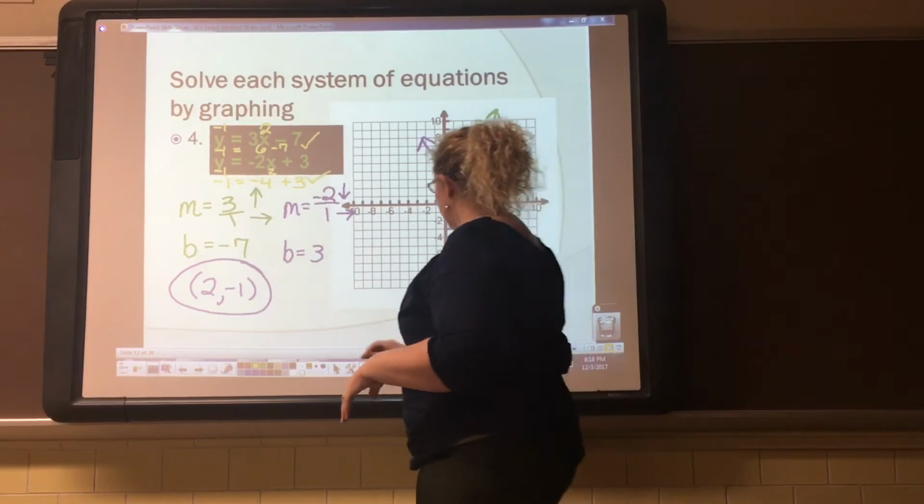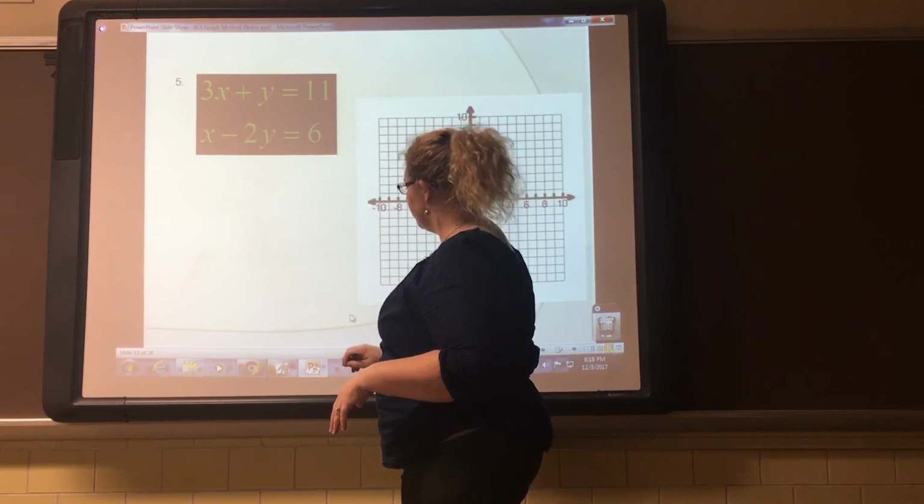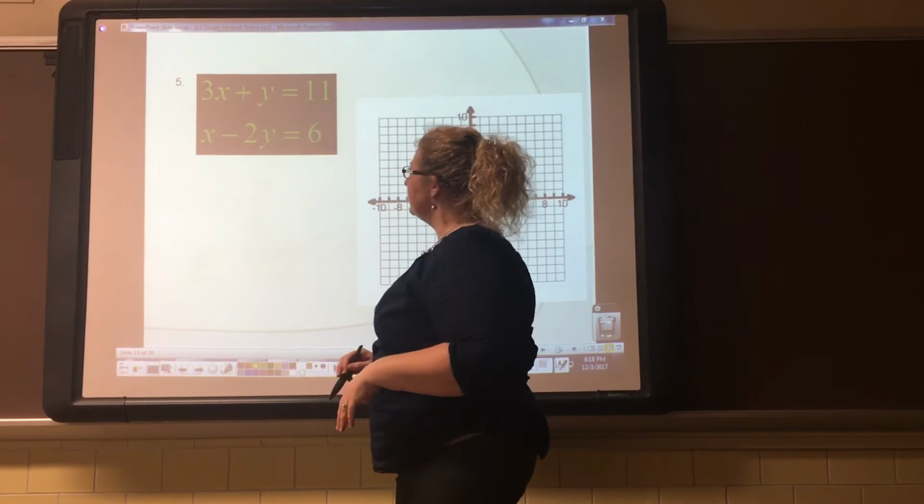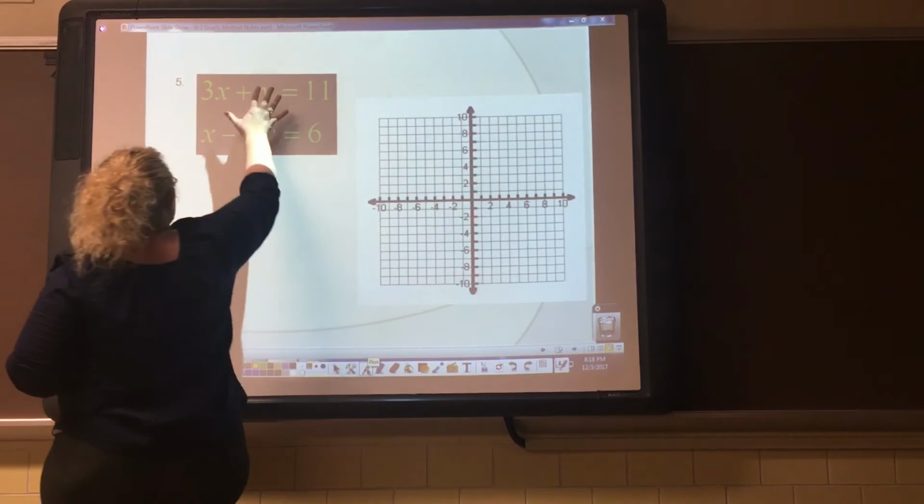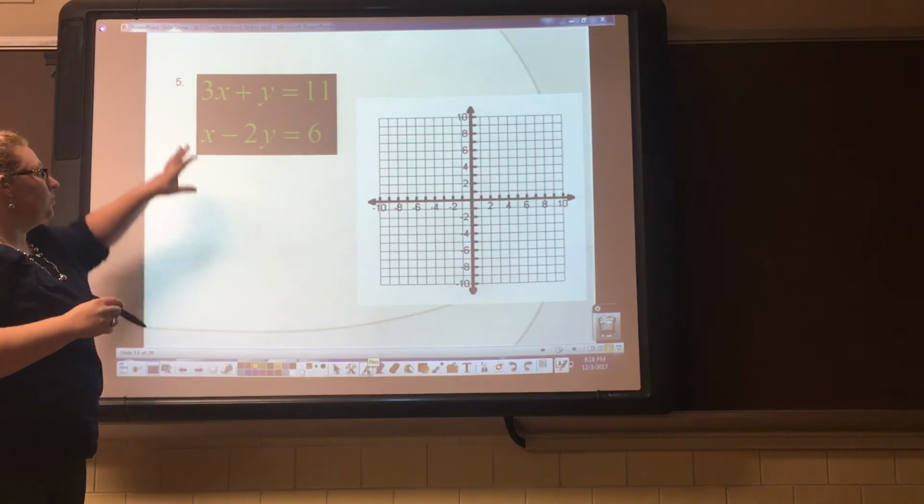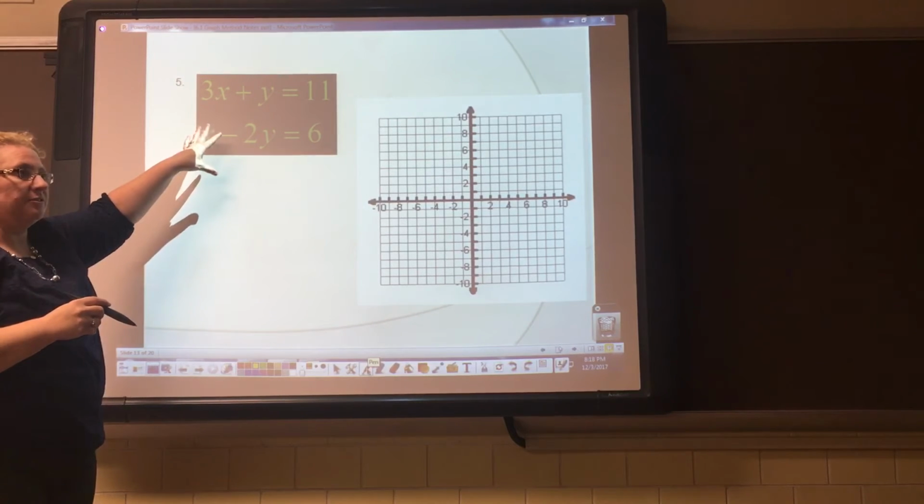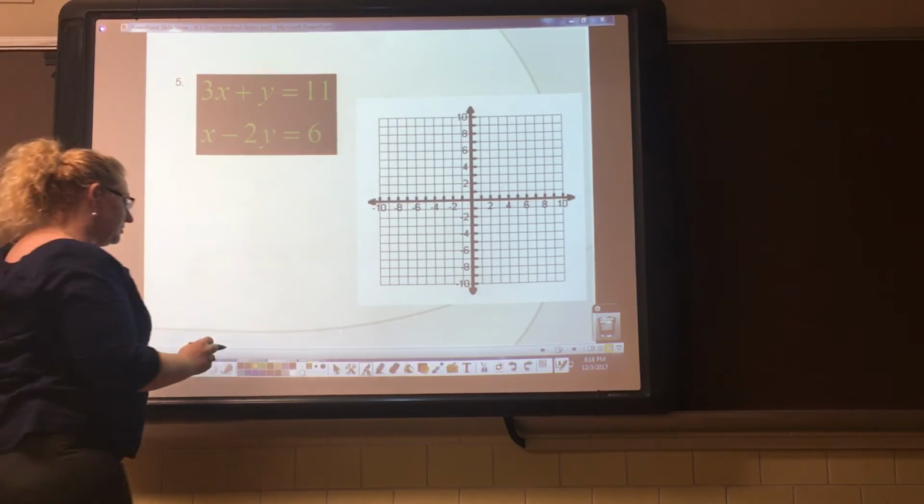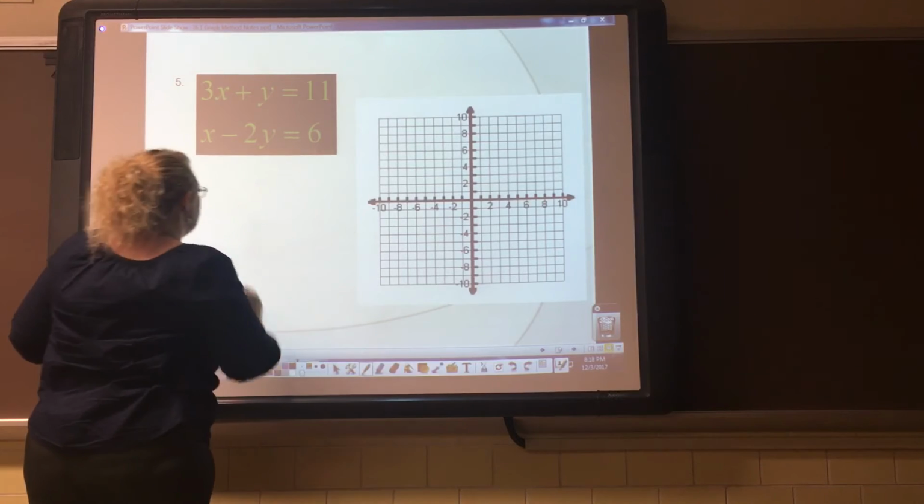All right, let's go ahead and roll on. Let's take a look at example number 5. Okay, so for example number 5, you're going to see that the first equation is in standard form. The second one is also in standard form. The first one is a little different though. I want you guys to take a look at this.